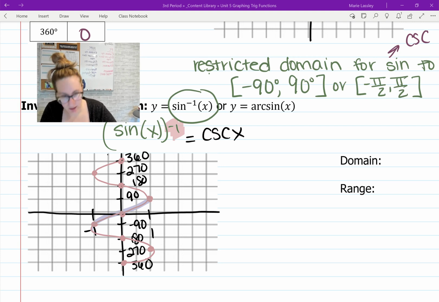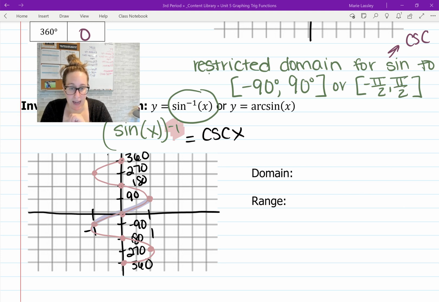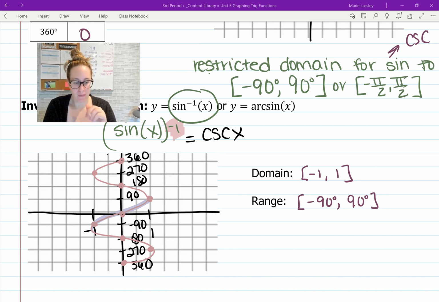All right, so domain and range. Just looking at our inverse graph, not normal sine, just the inverse sine. Our domain, our x values, range from -1 to +1. And our range is -90 to +90. Okay, so that's where we're at.